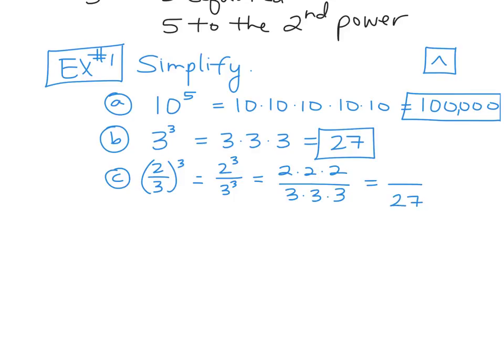What's 2 to the 3rd power? 8. 2 times 2 is 4, times 2 is 8, okay? So you would have 8 over 27. Questions on that? All right. Okay.